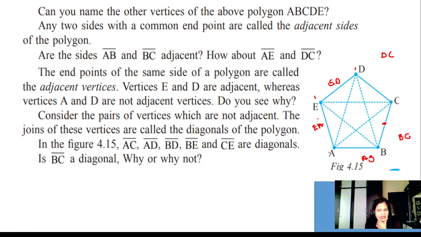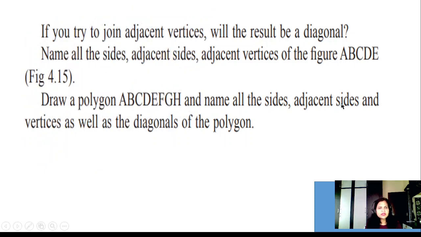Now let's name the adjacent sides. Two sides meeting at a common point are called the adjacent sides. EA, AB are adjacent sides. BC, BA are adjacent sides. DC, CB are adjacent sides. DE, DC are adjacent sides. Okay. Then the diagonals are all these: AD, DB, EB, EC, AC. All these are diagonals. We have named all these.